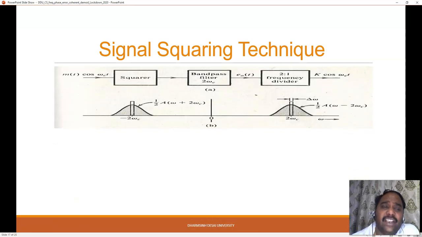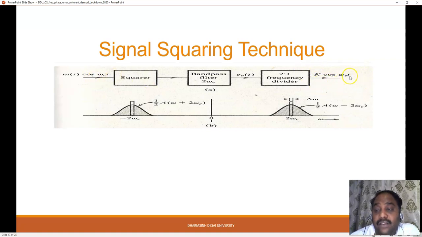So let us see the signal squaring technique. This is the block diagram of the signal squaring technique. It says that the DSB-SC signal m of t cos omega ct is passed through a squarer circuit. The output of that is passed through a very narrow band pass filter centered at 2 omega c. Then the output is passed through a 2:1 frequency divider, and we use this and take the multiplier product and proceed. This is the same cos omega ct we have generated from this itself.